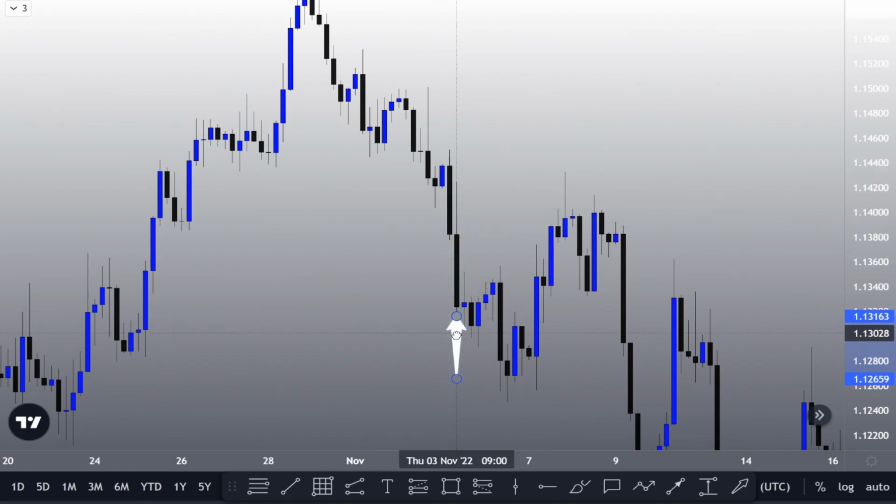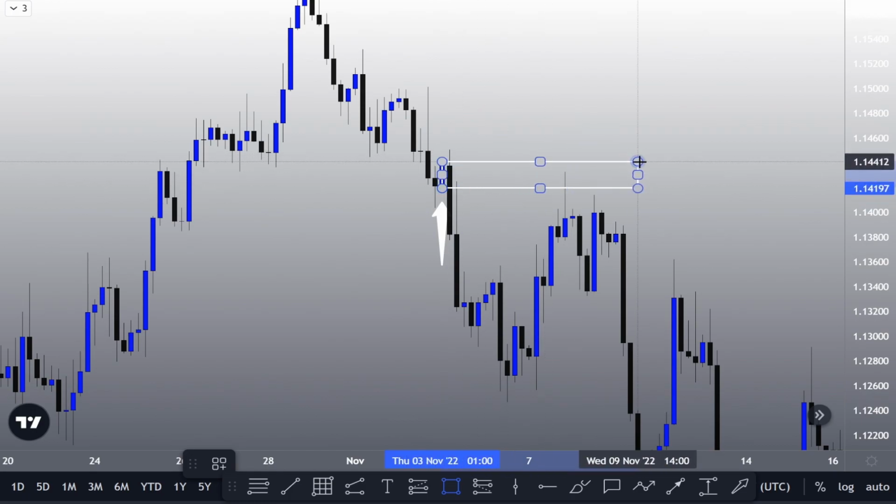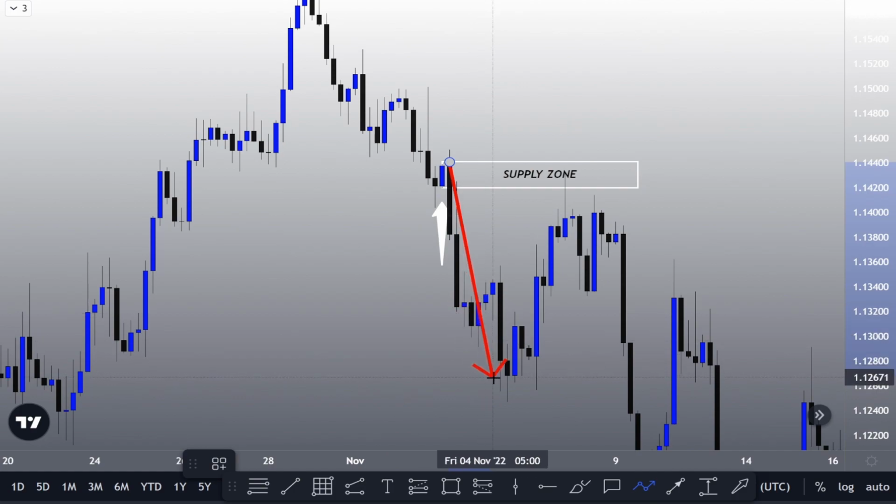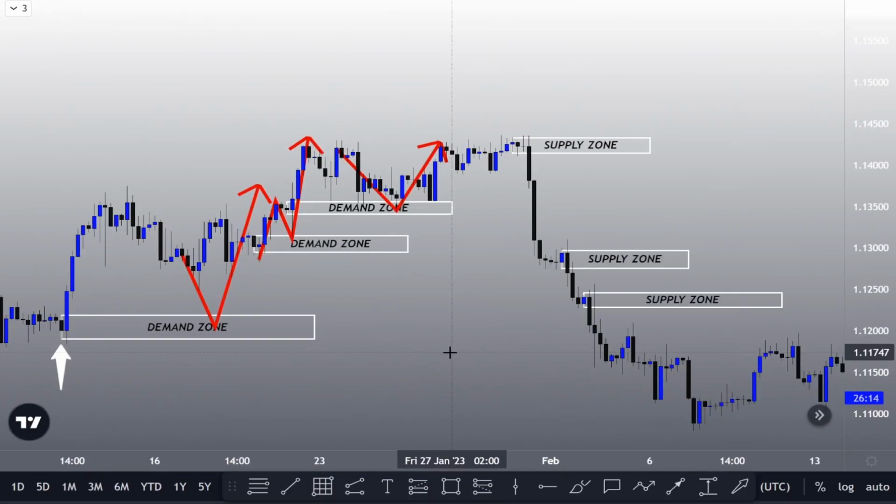Here we have a strong move to the downside. Strong move. Where did the move end? Right here. Black candle, first blue candle. There it is. We drew the zone like so. That's our supply zone. The price came down. Retest. That's our profit. Ladies and gentlemen, dear students, now you know how to identify supply and demand zones in the Forex market.